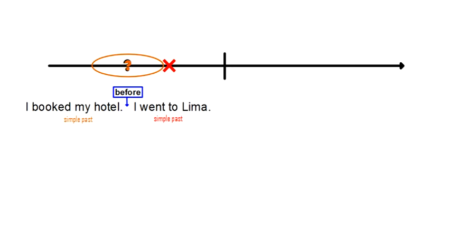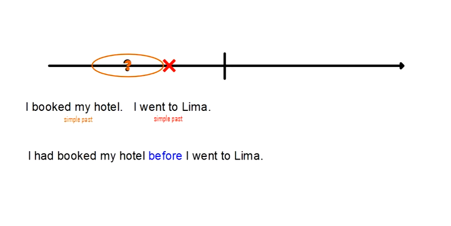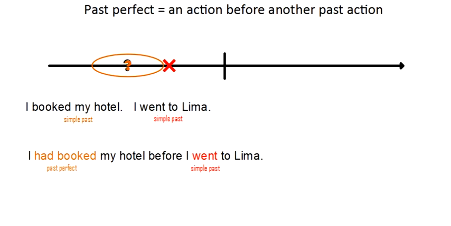And so when I connect these two sentences, I should have a sentence like this, using that word again, before. And you'll notice the first verb tense has changed. Now I'm using the past perfect. This is how we use the past perfect. It is an action that occurred before another past action.